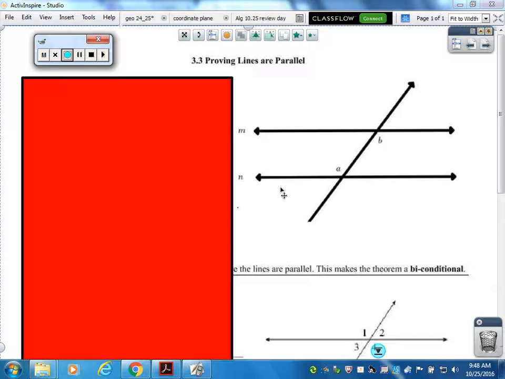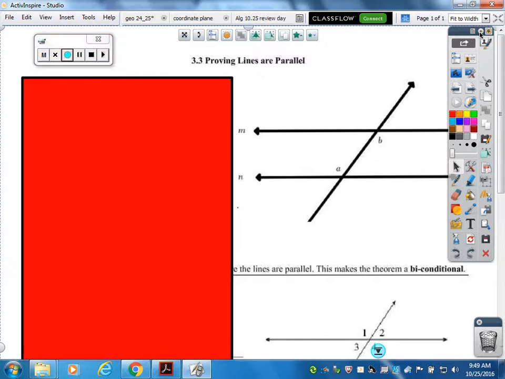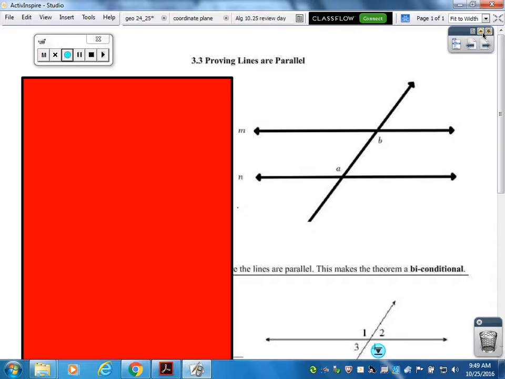3.3, proving lines are parallel. So let's start by looking over here at the right side. The problems we've been working on, traditionally I've said that line M is parallel to line N. And then I would ask you, given that these two lines are parallel, what can you tell me about angle A and angle B? Well, you would probably tell me that angle A is congruent with angle B because they are alternate interior angles.